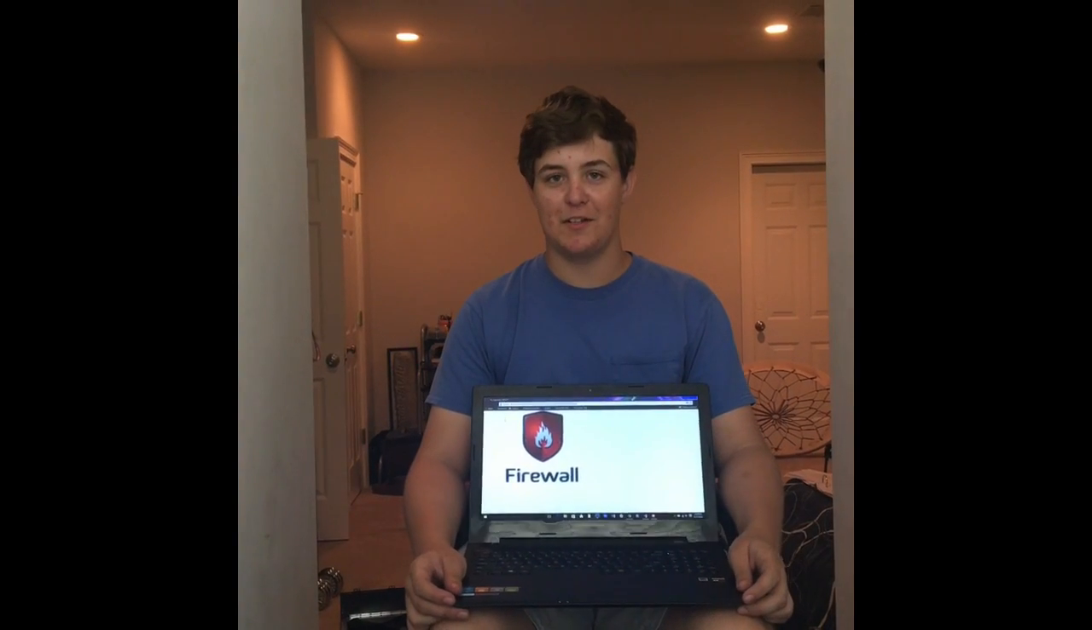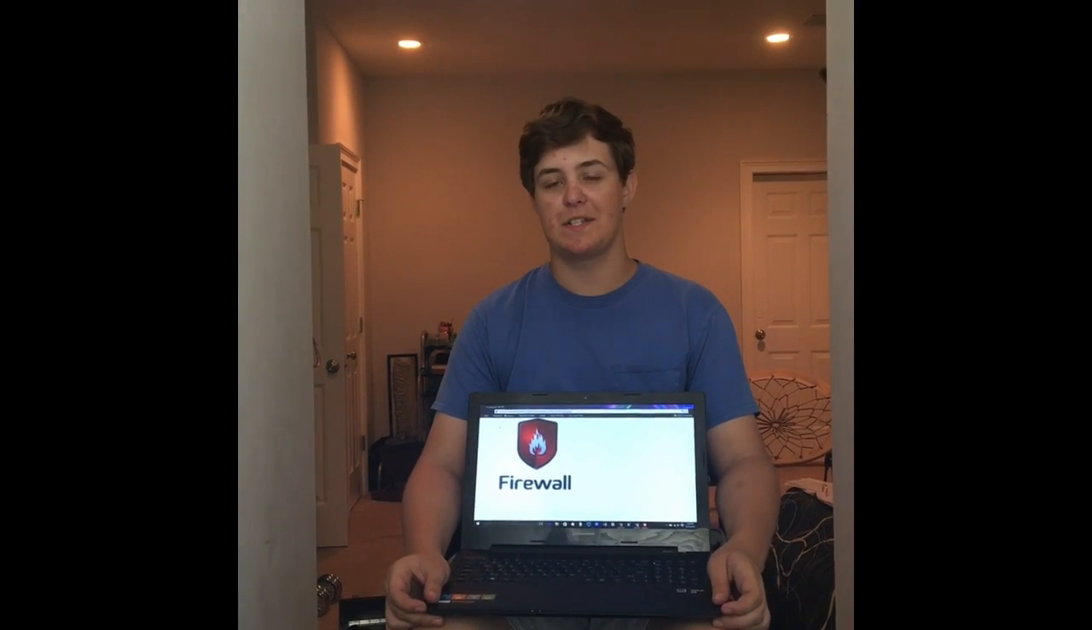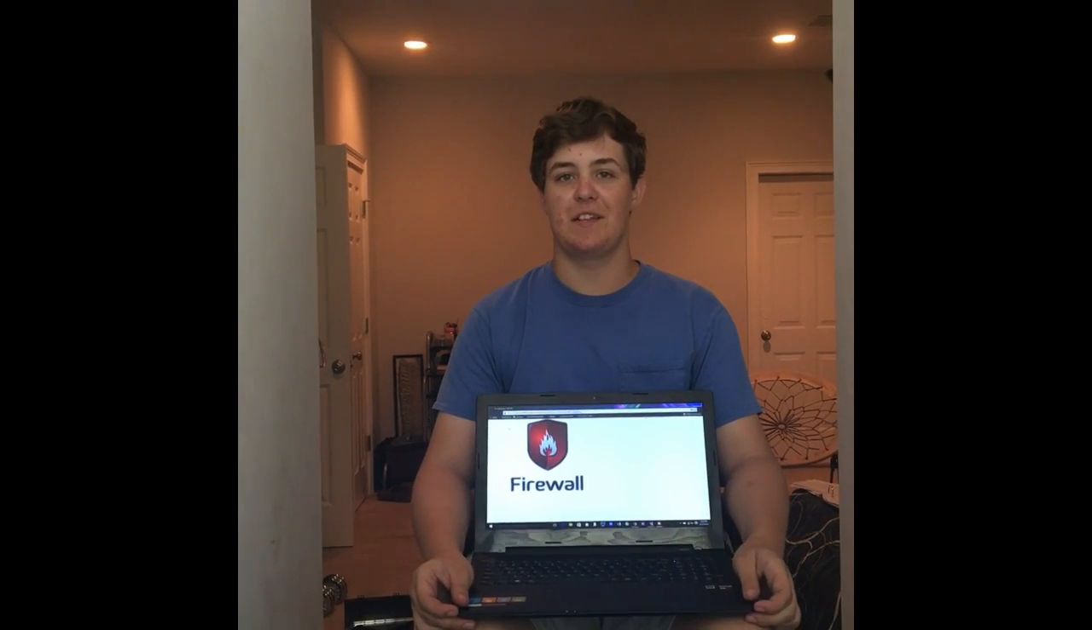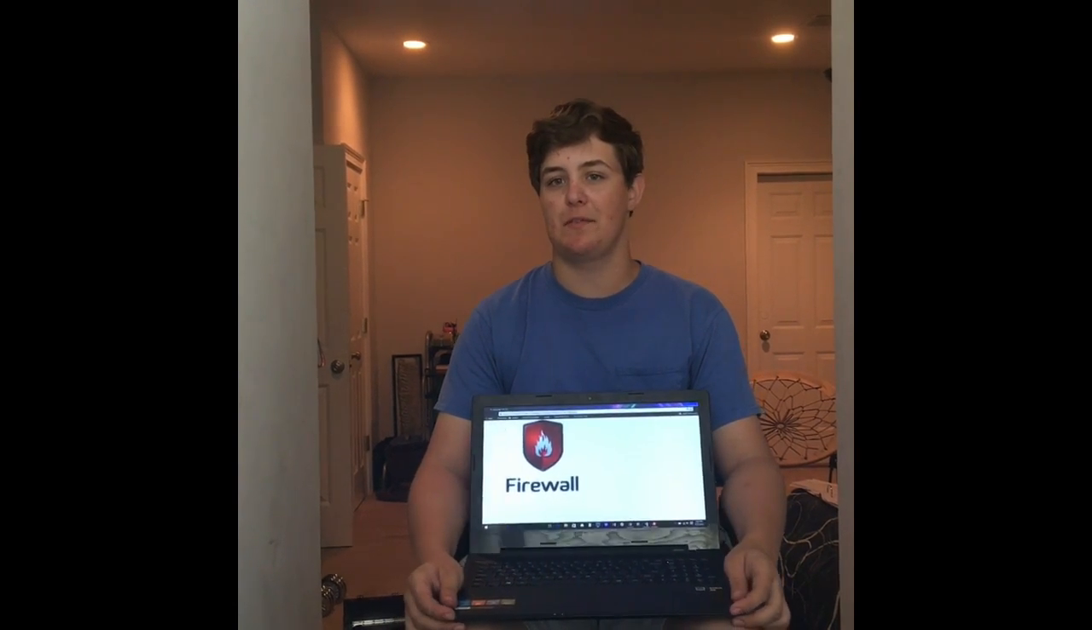The firewall on a computer helps protect the computer from viruses, just as the cell membrane helps protect the cell from harmful objects around it.